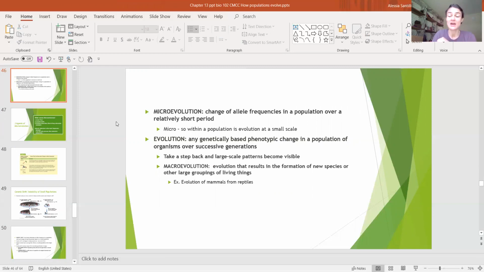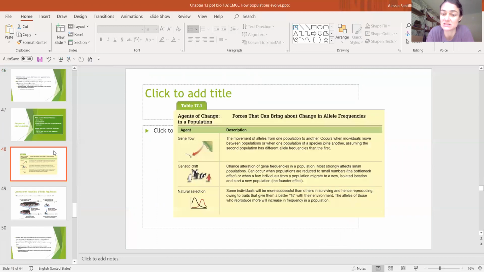Evolution is any genetically based phenotypic change in a population of organisms over successive generations. You can take a step back and large-scale patterns become visible. These large-scale patterns are known as macroevolution, where new species and new large groupings of living things come about. Again, like the example of birds coming from dinosaurs or mammals coming from reptiles, so big things. But microevolution is more about these small adaptations, these small mutations that happen. And it's these small mutations that then bring about macroevolution.